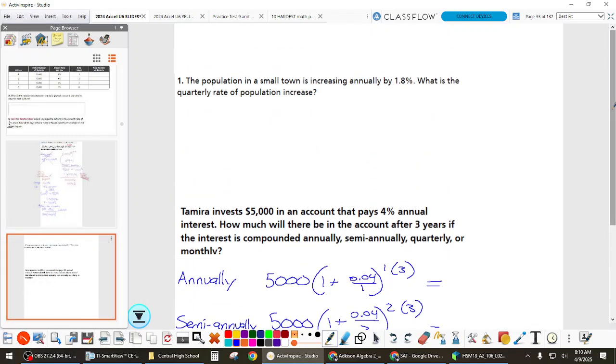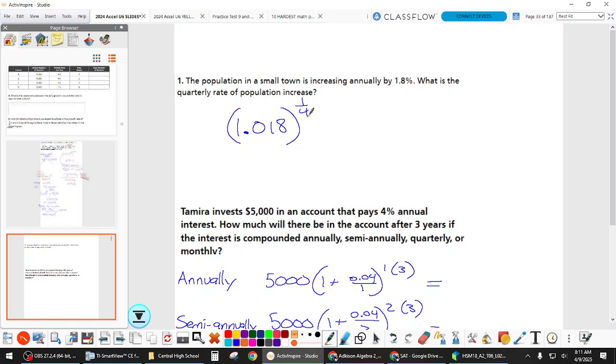Alright, let's start with this one. So this population is increasing 1.8%. What's the quarterly rate? So what do you do? Go ahead. 1.018. Oh no, what is this? Okay. So you can put the plus. I'm just doing the next step. Okay, and then what?